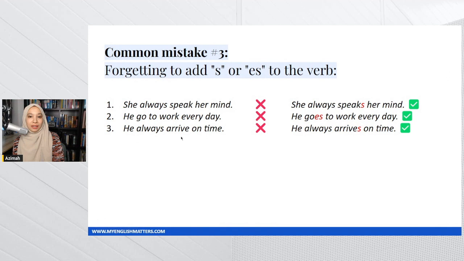He always arrive on time. Where's the verb and why is this wrong? Arrive is the verb, the action. He always arrives on time. So practice your S there. He always, so it sounds like a Z here. He always arrives. Sounds like a Z there, not an S.